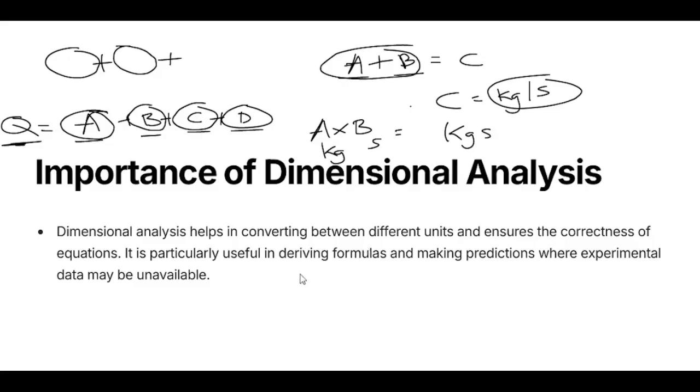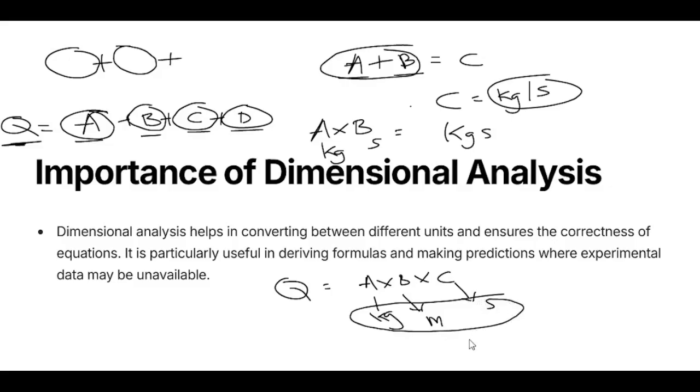But in the case of multiplication, say we had Q and we had A times B times C. A was probably kilogram, B is let's say meter, and C is probably second. Since they are separated by multiplication, when you are trying to get the dimensional analysis, I said when you have multiplication in between them, you will join them together. So you just join these three together, and you'll have K, G, M, S.